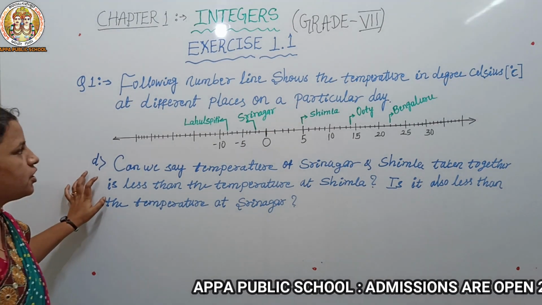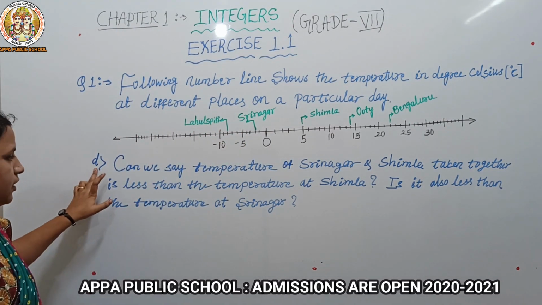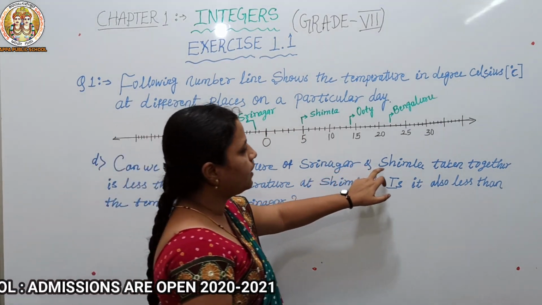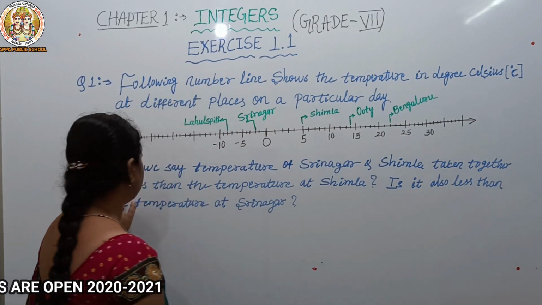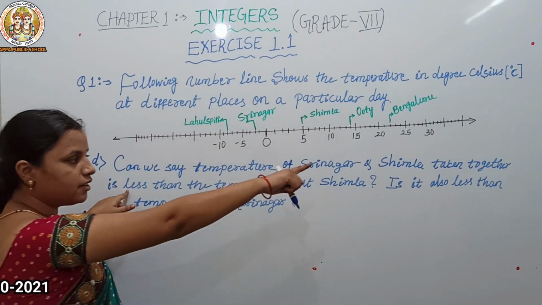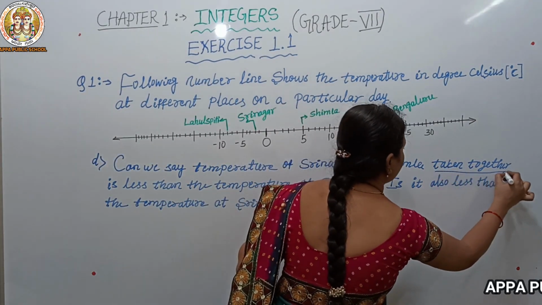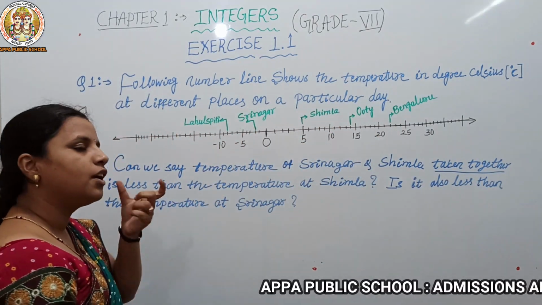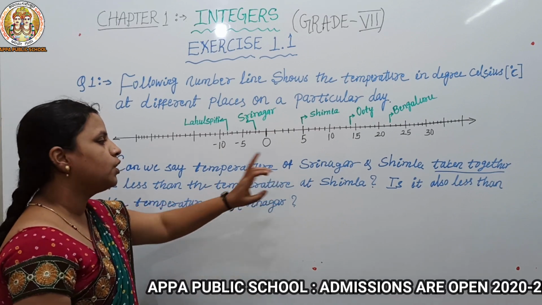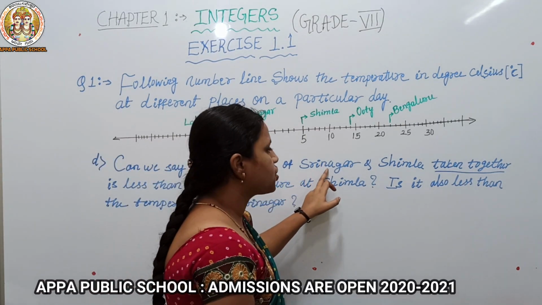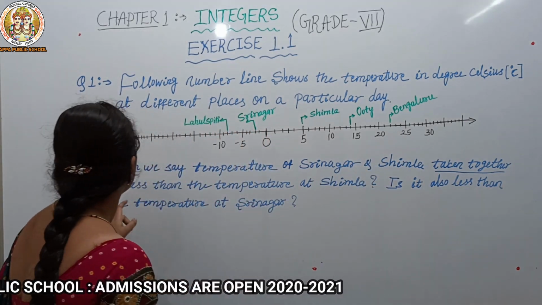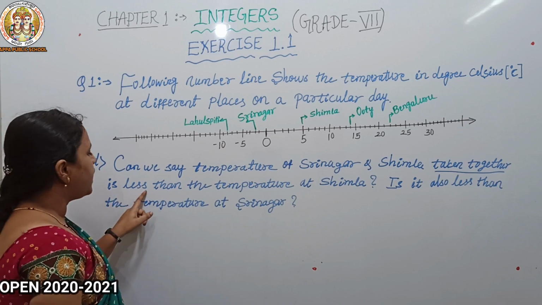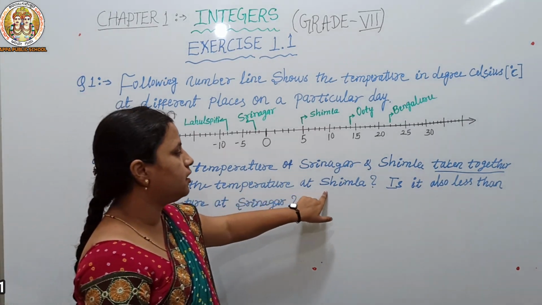The last sub question of this question is D1, that is, can you say the temperature of Srinagar and Shimla taken together? See here in the question statement, what are we having? Taken together. Taken together means we have to add these two temperatures. Which temperatures? Srinagar and Shimla. Is the temperature taken together less than the temperature at Shimla?